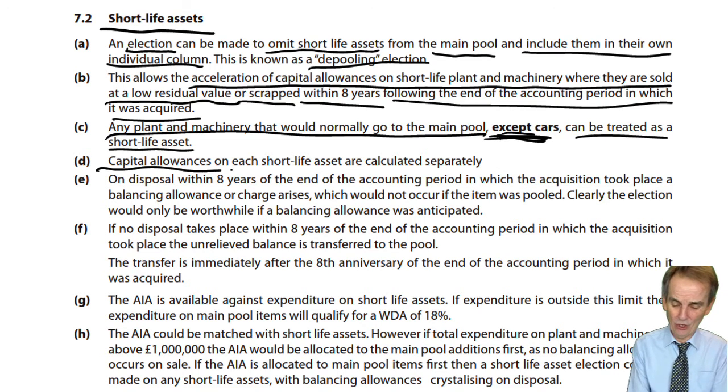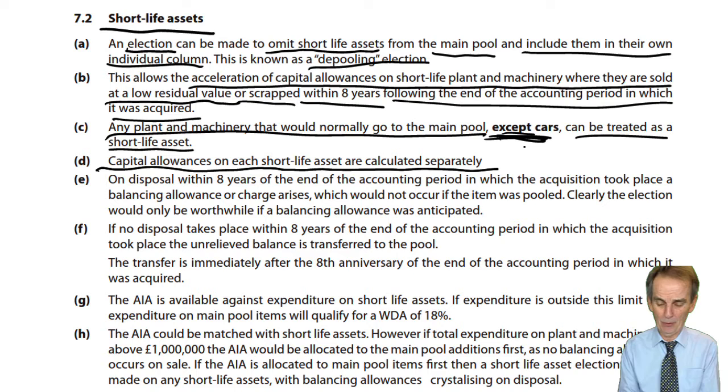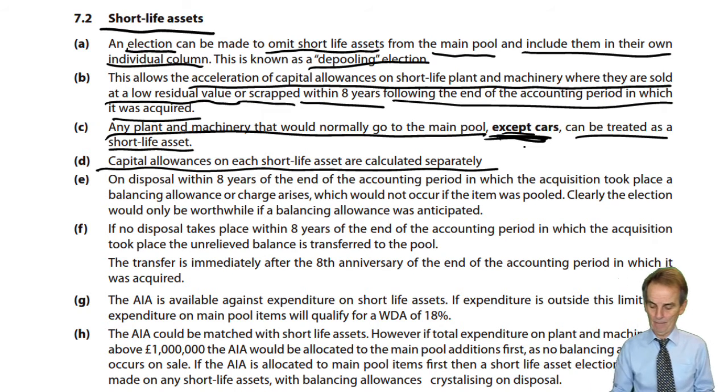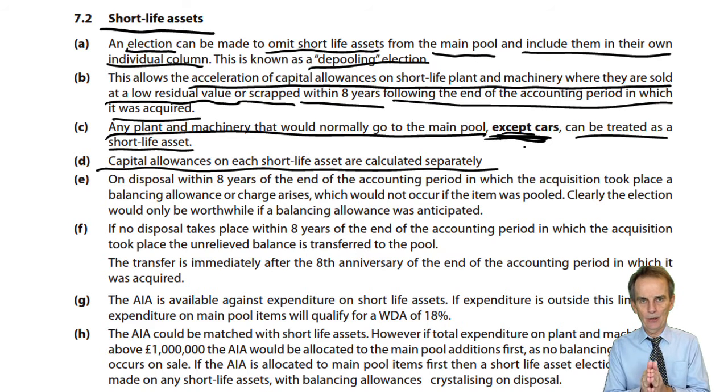Capital allowances on each short life asset are calculated separately, and the idea behind it, what we're looking at is an asset that would have gone into the main pool. So most plant and machinery that would otherwise go to the main pool won't actually end up in the pool, because when we buy it, what do we get to claim? We get to claim AIA. And what is the AIA limit now available to us? £1 million.